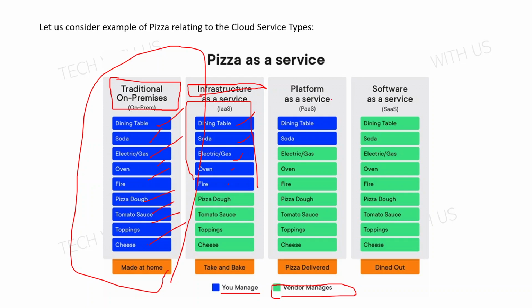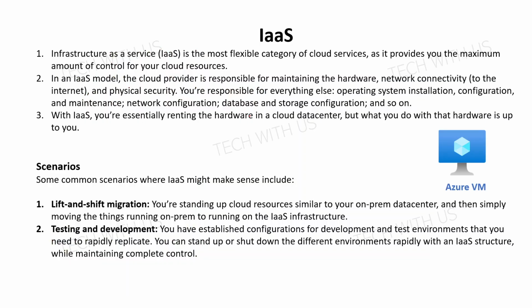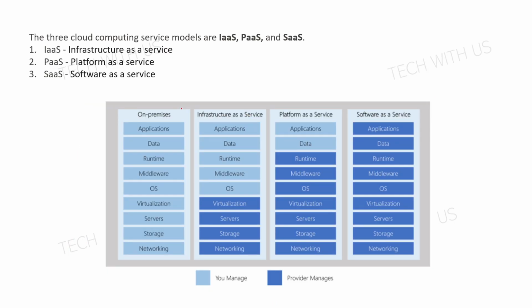Whereas consider platform as a service, only the platform they will be providing and the remaining things you will be managing. Consider software as a service, everything they will manage, you just need to go to the restaurant and have it. So by taking this example, if you understand this pizza service, you can relate the same with your normal IaaS, PaaS, SaaS. I will show you how I can relate this one.